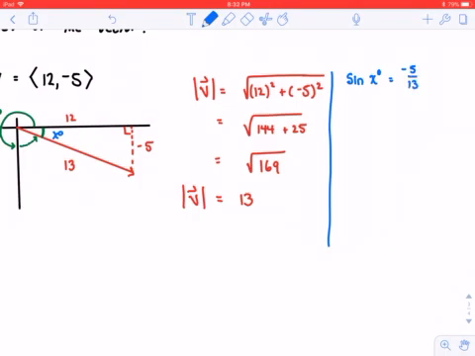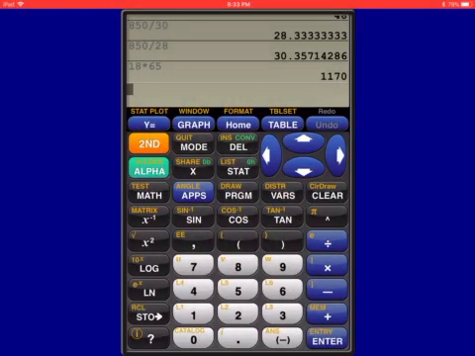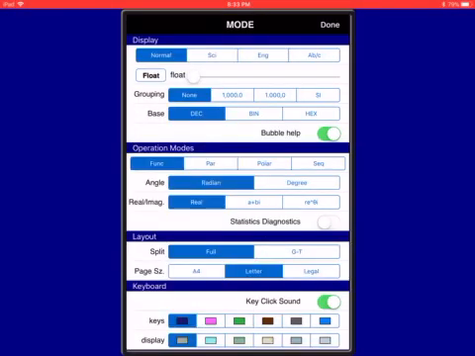Now, in order to find my angle, we have to do the inverse. So I'm going to do the inverse sine of negative 5/13. That's going to equal x. And I'm just doing inverse trig. So this is where you need to make sure that your calculator is in degree mode. So when I'm doing my mode here, I'm in degree mode. Am I? I can't find it. You're probably laughing at me. There it is. Okay, I'm in degree mode.